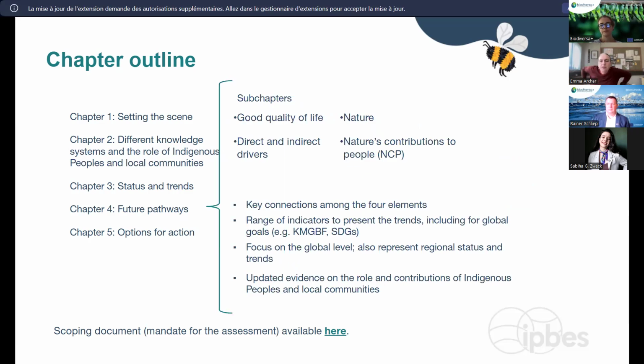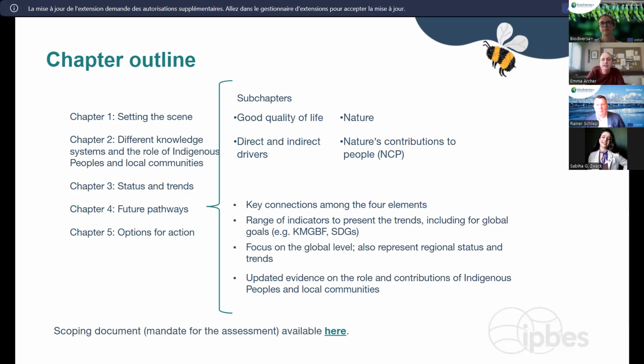So chapter 3 is the really, really big chapter. It's divided into 4 sub-chapters. The sub-chapter on which I work is direct and indirect drivers. There is good quality of life, direct and indirect drivers, nature, and then finally nature's contributions to people. And all of those are sub-chapters within a very large overarching chapter, if you like. We've worked on those together and separately, so recognizing key connections amongst those 4 elements and the way in which they weave into each other.